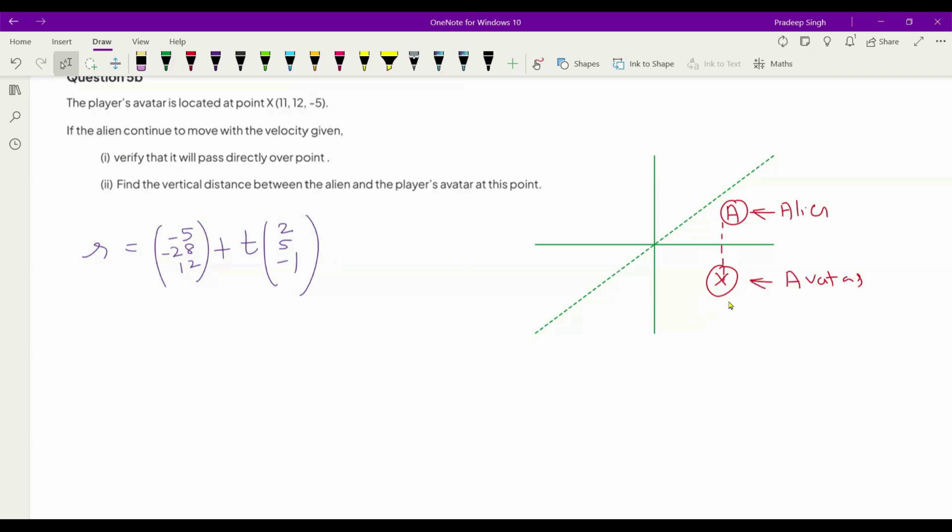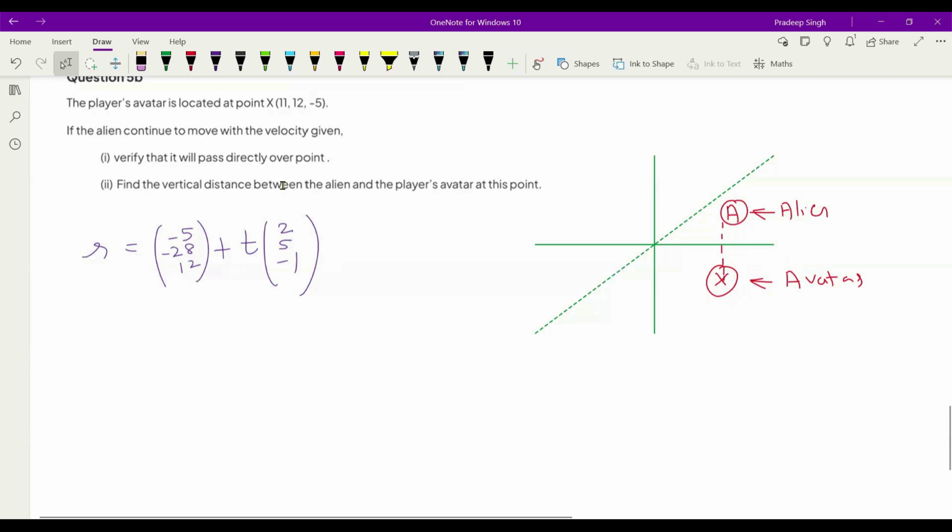Now, all you need to do is observe in this diagram, if the alien is just above the avatar, what that means is the x and y coordinates for both of them will be the same. It's only the z coordinate which is changing. Let me repeat. If the alien is above the avatar, the x and y coordinates are going to be the same for both the alien as well as the avatar. It's only the z coordinate which is changing.